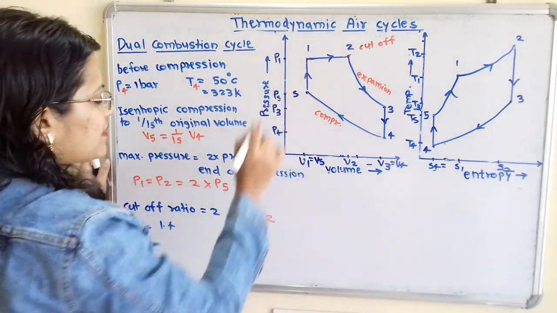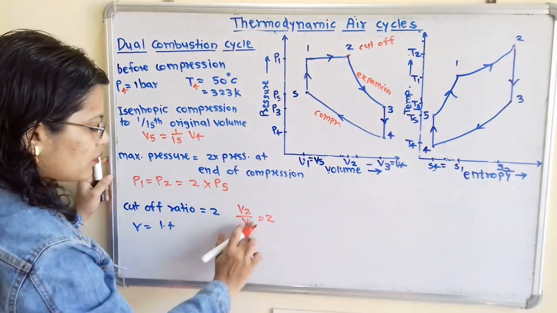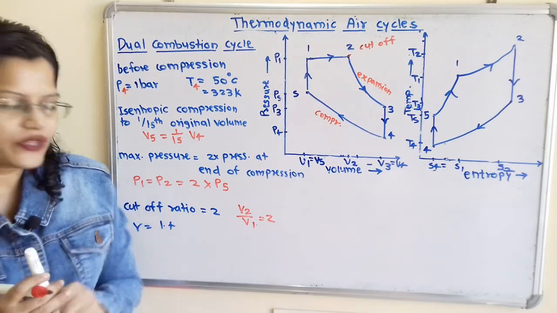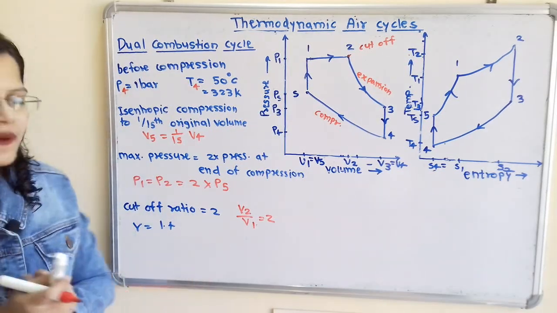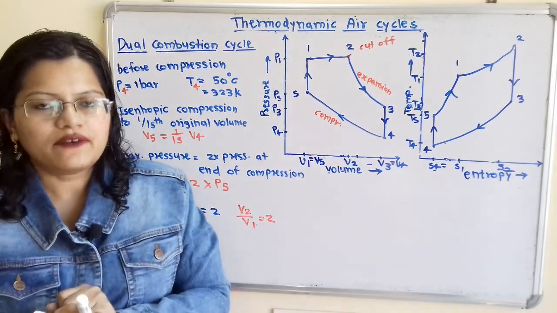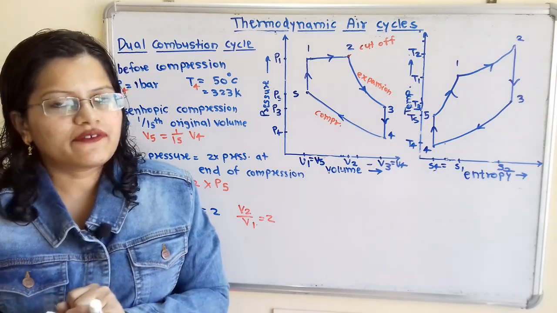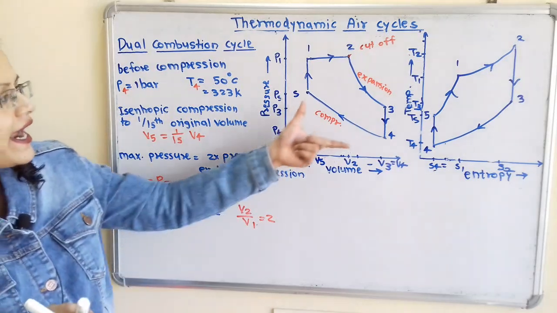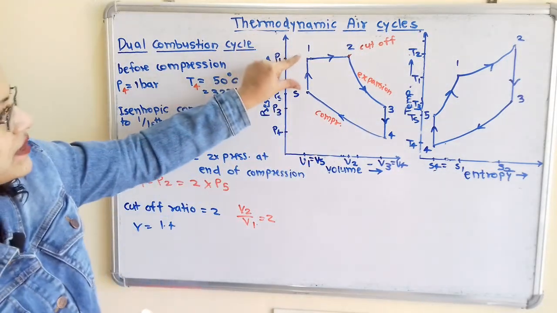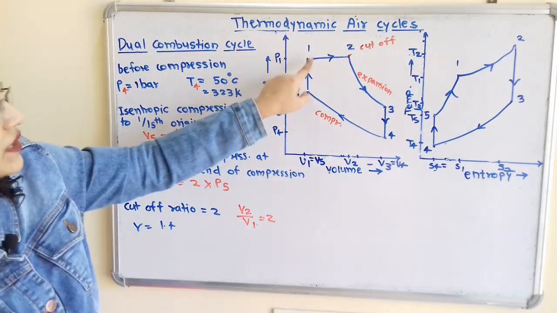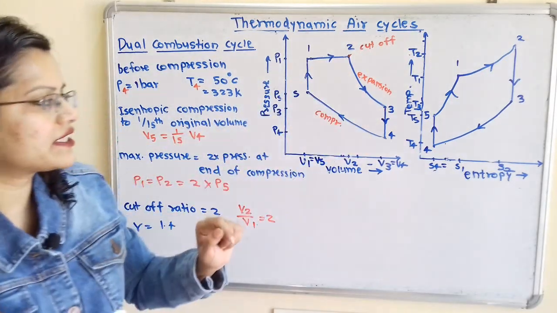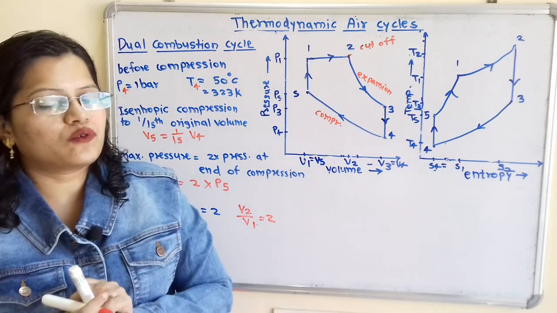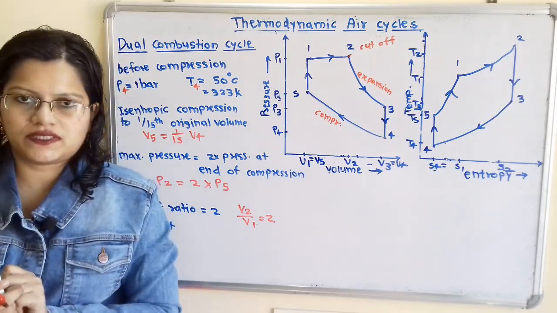Now V1 is equal to V5. So we can also take here V2 by V5 is equal to 2. And gamma is equal to 1.4 is given, and we have to find out the different temperatures at the end of each process, that is at the end of this compression process, at the end of this heat addition process, then at the end of this expansion process, and at the end of this cooling process. And we have to also find out the efficiency.